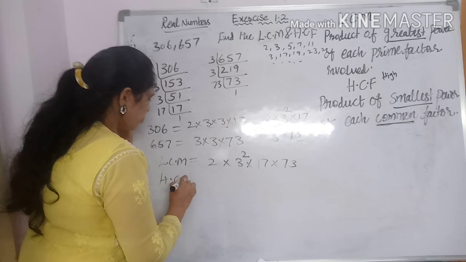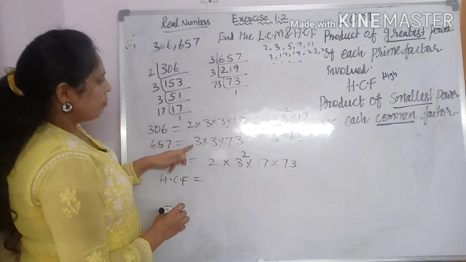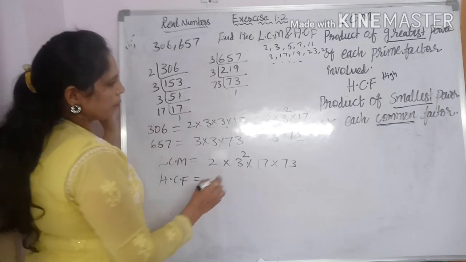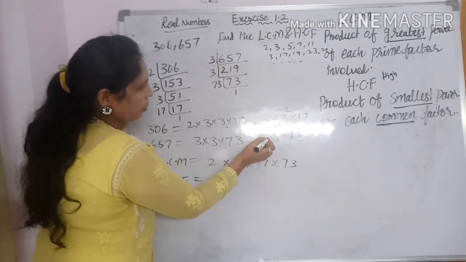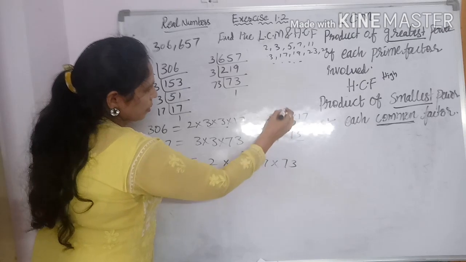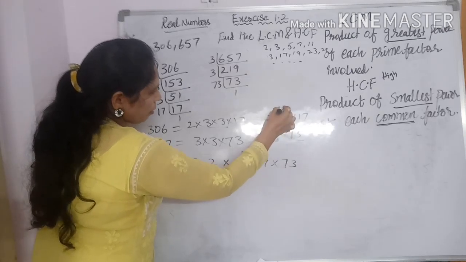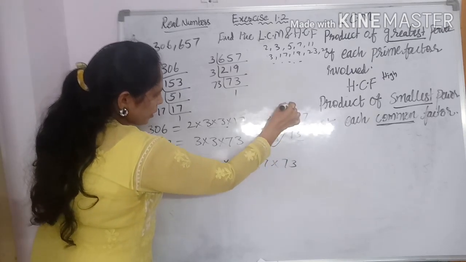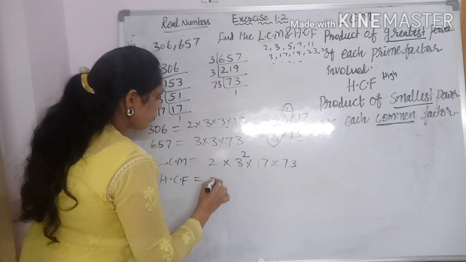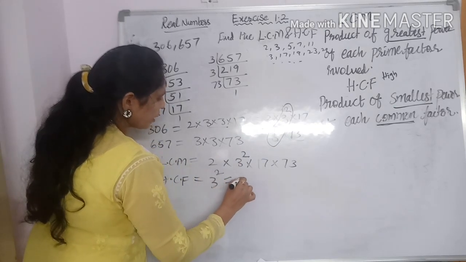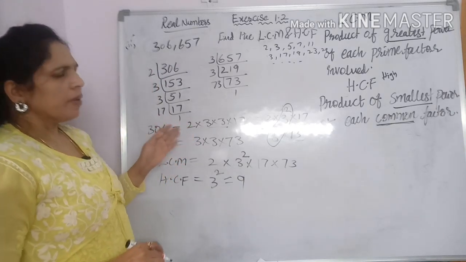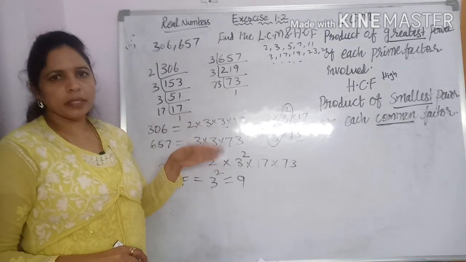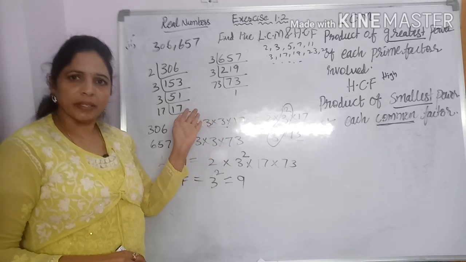Now come to HCF. Which one is common? Which one is common, and what is the smallest power of each common factor? This one is common. So HCF is equal to 3 square, 3 square is nothing but 9. Understood? I have explained a very easy and simple method.